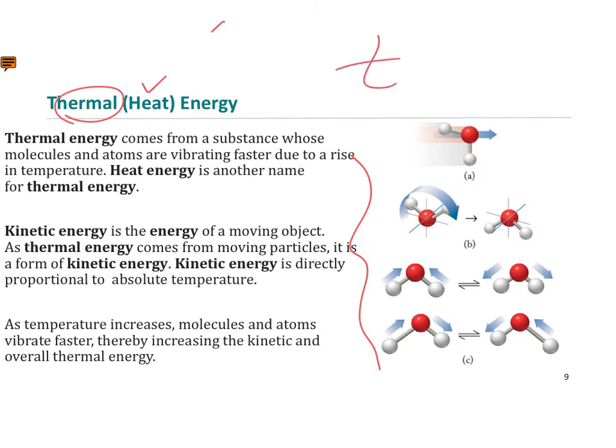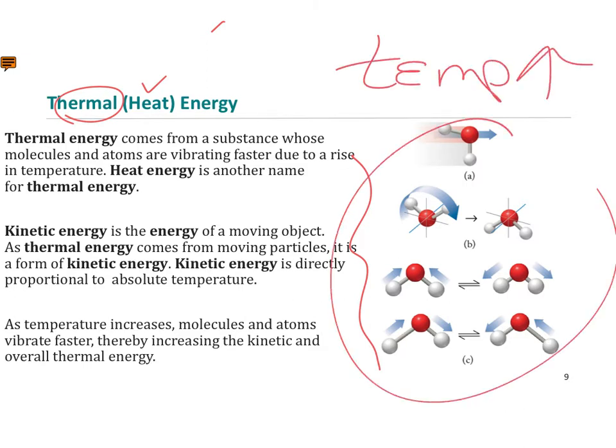So when you supply an energy source to a system, let's say a chemical reaction, the particles, the molecules and atoms are going to start moving faster. In other words, their kinetic energy is going to increase. And as a result of that, it's going to create heat.